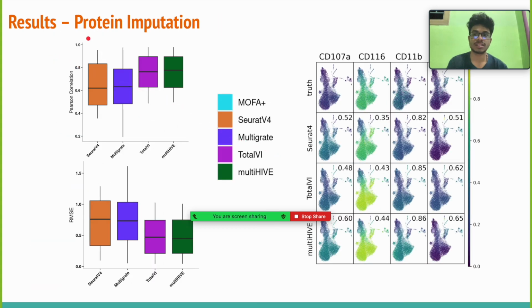And next, the result is on protein imputation. For this task, we have removed a few of the proteins from the data and tried to predict those proteins and compared them against the ground truth proteins. We see that the Pearson's correlation of the protein expression is highest for our multiHIVE model, and the RMSE, that is root mean square error, is lowest for our multiHIVE model. Here is also a glimpse of proteins and their R values in comparison to ground truth.